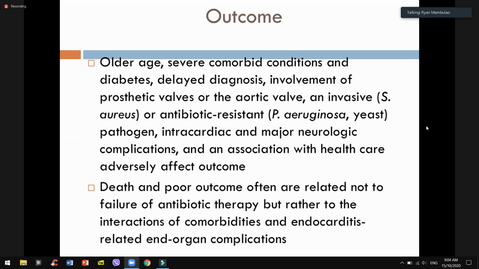So most of the time, the vegetation is toxic. They die. The mortality of infective endocarditis is very high. When I was only 3 years in clinical practice, I already had 4 patients with infective endocarditis, and all of them died. That's how high the mortality is. So the prognosis is bad, and you have to prognosticate them right away.